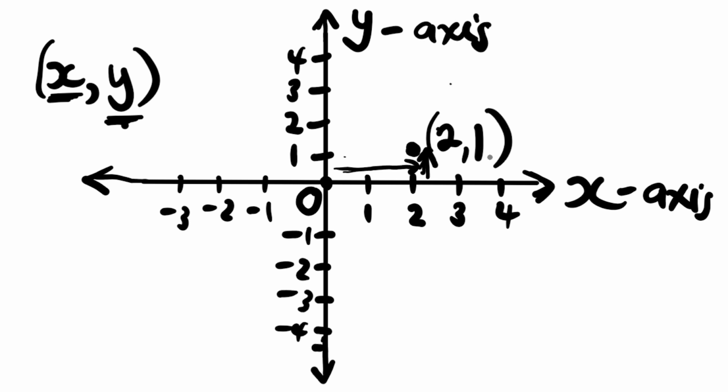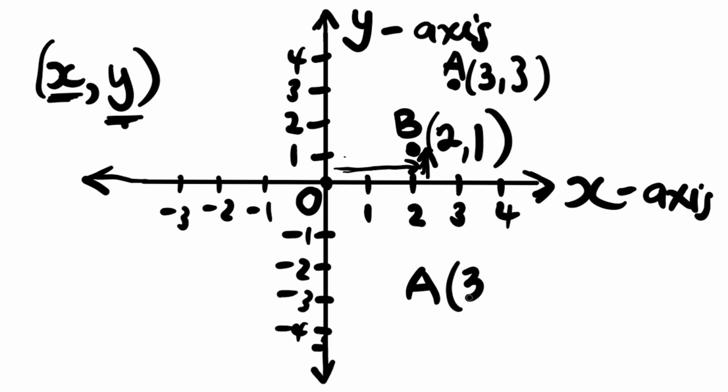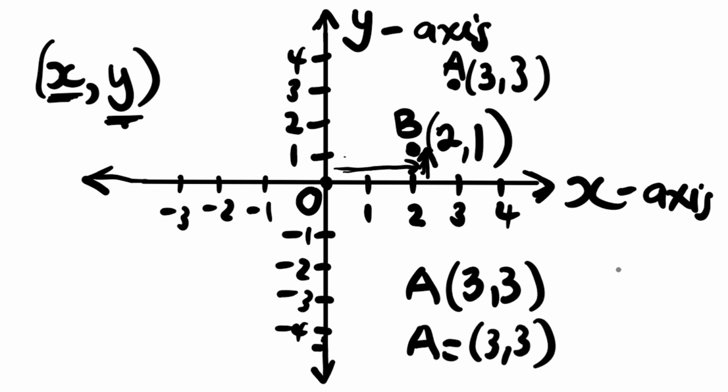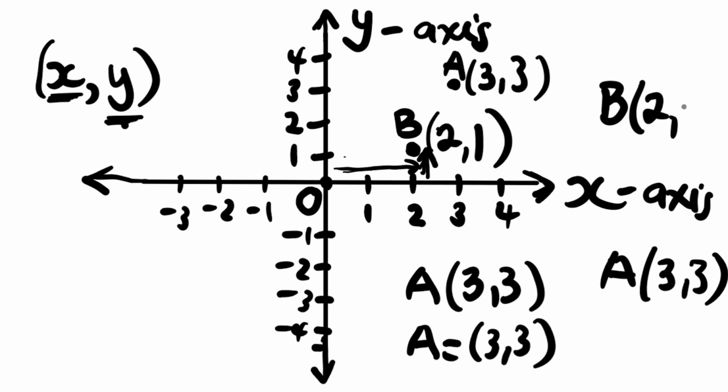Now, because the other point was 3 comma 3, it's not nice to just have numbers there. We can actually label them with an alphabet. I can say this point is called point A, and this point is called point B. So point A has the coordinate 3 comma 3. No one will put an equal sign. Don't do this, A equals 3 comma 3. We don't do that. It's just A, and then the brackets come, 3 comma 3. So B will be B, 2 comma 1.